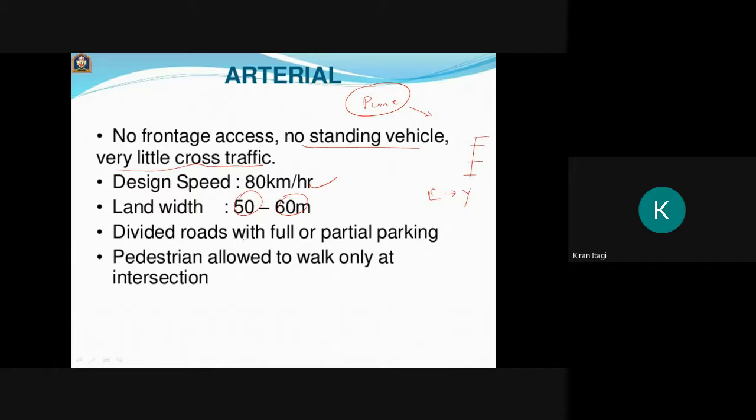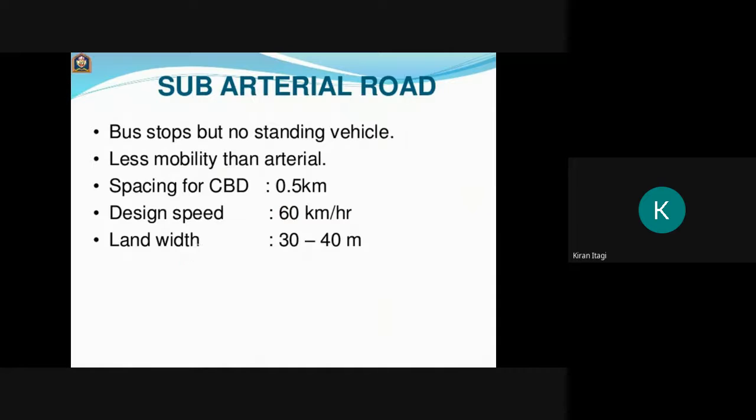Divided road with full or partial parking. Pedestrians are allowed to walk only at the intersections. Here we have some zebra crossings, where the pedestrians are allowed to cross.